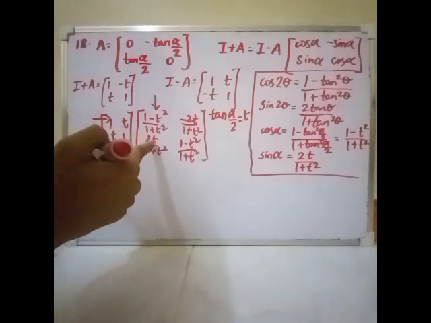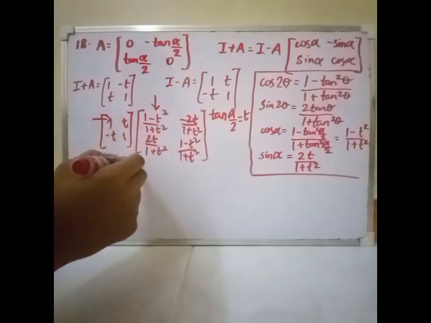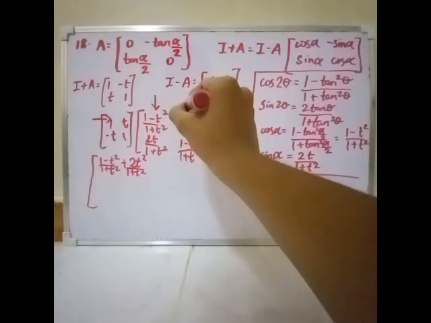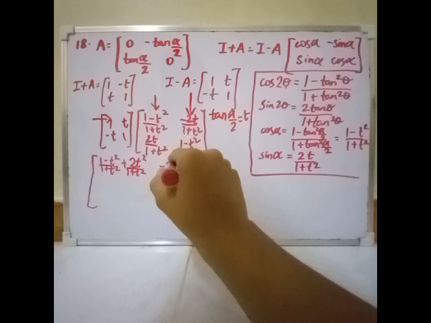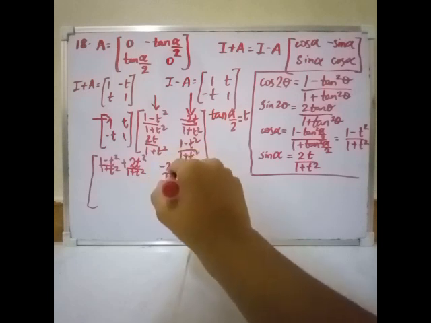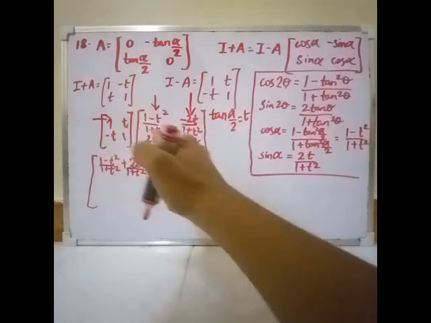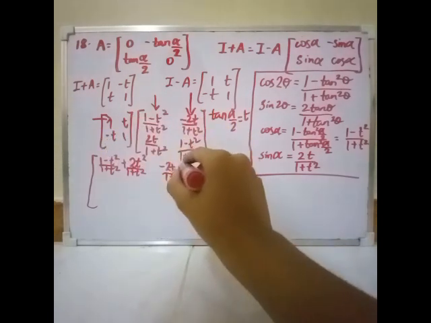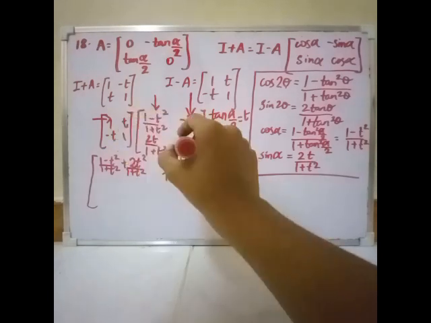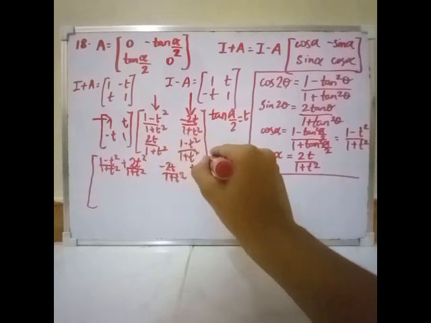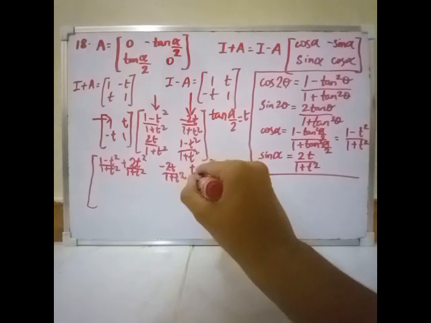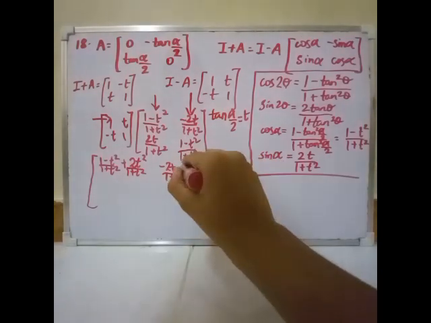Now t multiplied with 2t would be, t into t would be t squared, right? So 2t squared by 1 plus t squared. Now second column, right? 1 with minus 2t would be minus 2t itself, 1 multiplied with anything would be the same number. Then t with this number, t times 1 would be t, and t times t squared would be t cubed. Okay, t cubed by 1 plus t squared, and this you have to add.